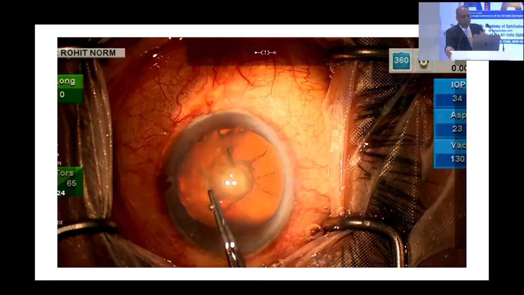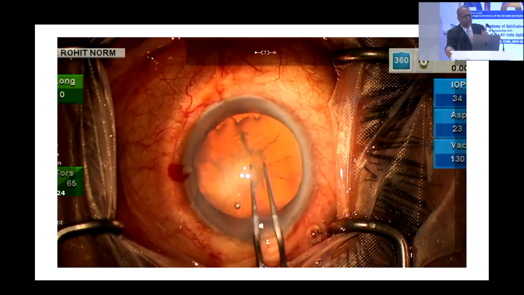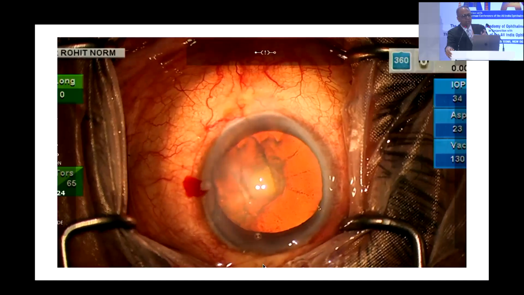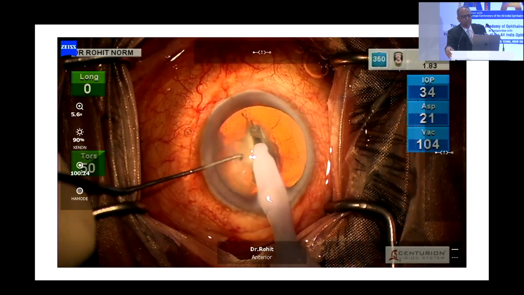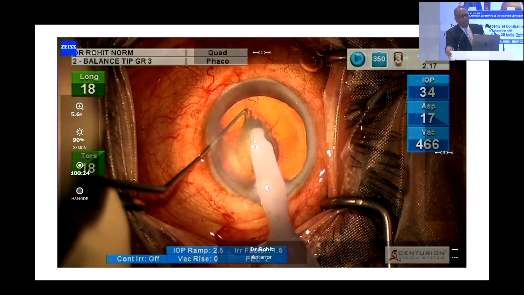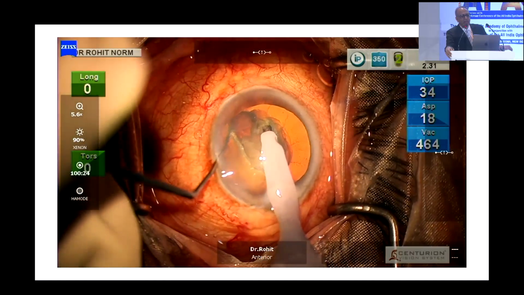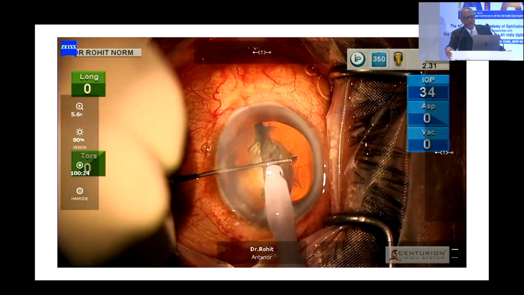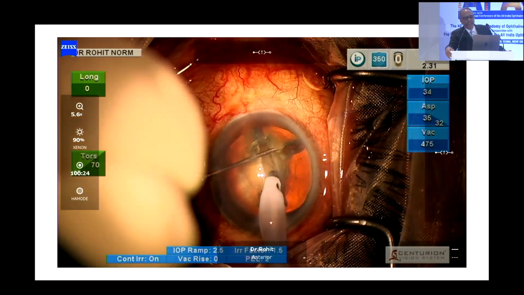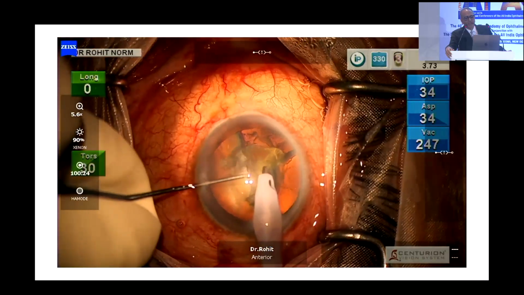Here I'm trying to create an oval rexis as has been advocated by a very close friend of mine, Dr. Kiranjeet Singh, because that gives the advantage of both a small and a large rexis. Sculpting being continued, total division is what we aim for, and now the chopping is being done, and we have totally separated nuclear fragments. Cross chopping, as has been shown by Ronald Yeoh, is being done. So once you have totally separated it, that is the time when I'm pulling it out.